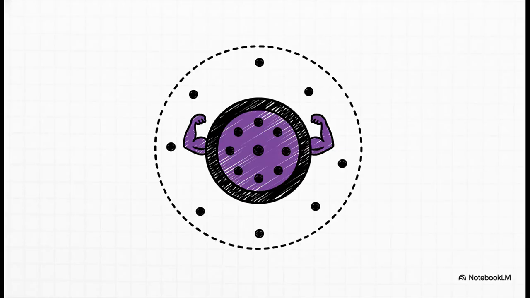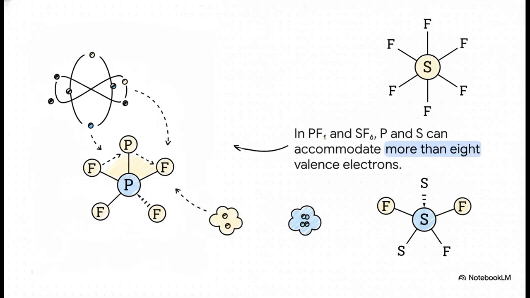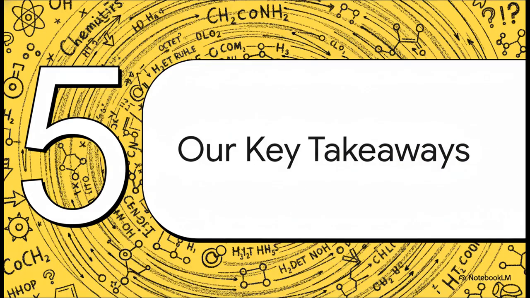And for our last and probably most common exception, we have the expanded octet. This is where a central atom can not only have 8 electrons, but can actually hold more than 8. Now, this is only possible for elements in the third row of the periodic table or lower. The reason is they have access to something called d orbitals. Think of it like having extra closet space for electrons that smaller atoms just don't have. This lets phosphorus in PF5 hold 10 valence electrons, and sulfur in SF6 hold a whopping 12. Whew, okay, that was a lot to cover.